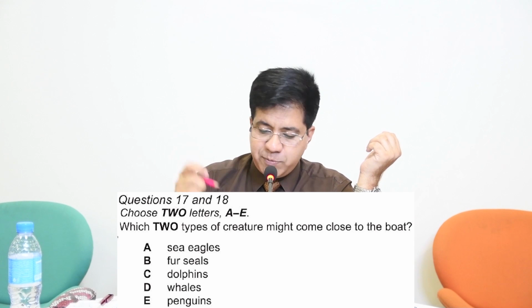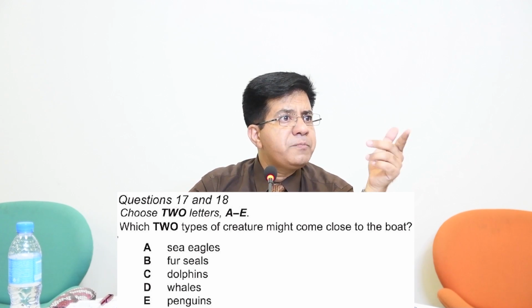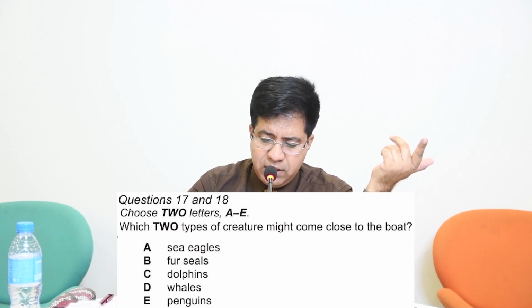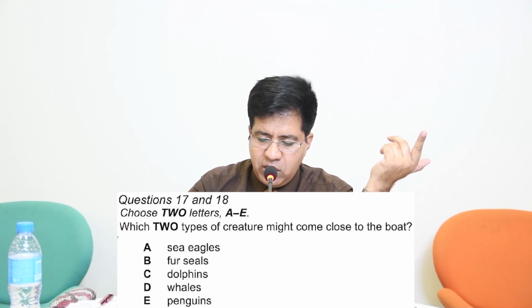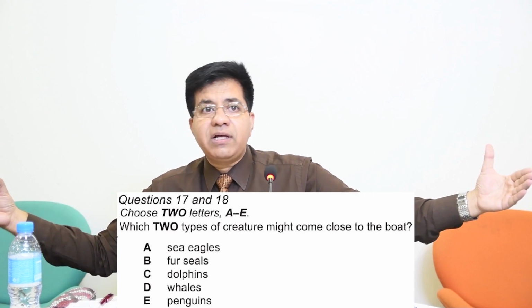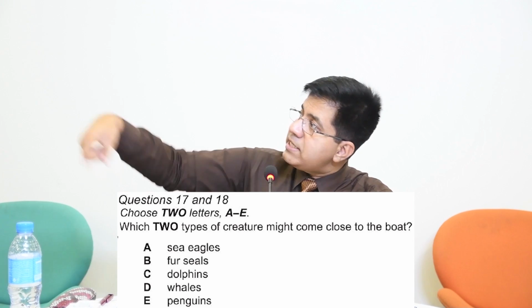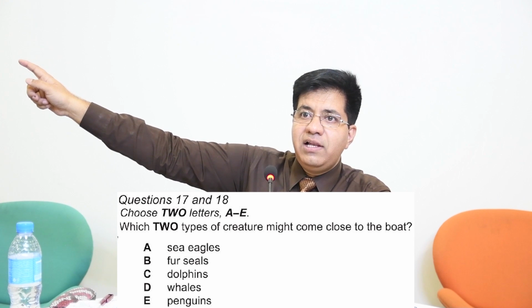Now, two animals, because A is sea eagle, B is fur seal. You know seal? It's a sea animal. Option C, dolphins. Option D, whales. And option E, penguins. Now, the creatures which will come closer to the boat will be the answer. And the creatures which you will see at a distance will not be the answer.